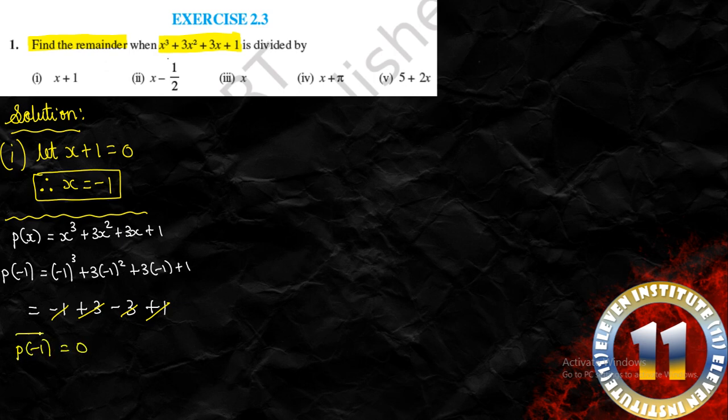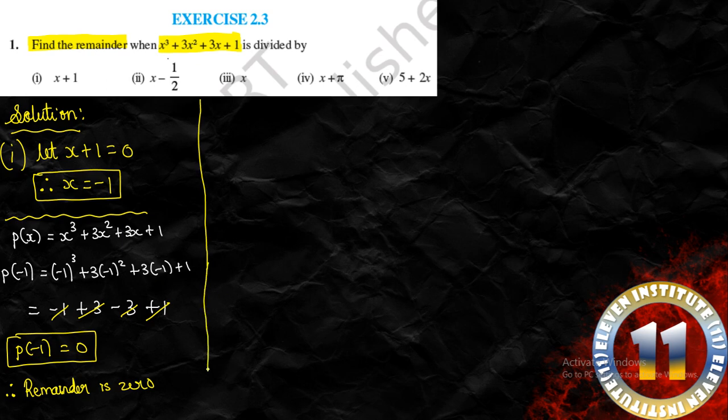P of minus 1 is 0. So we can write, therefore, remainder is 0. I hope this is very much clear to you, right? Now one thing is not asked, but we should clarify that if remainder is 0, then x plus 1 is a factor of this polynomial. X plus 1 is a factor of this polynomial.